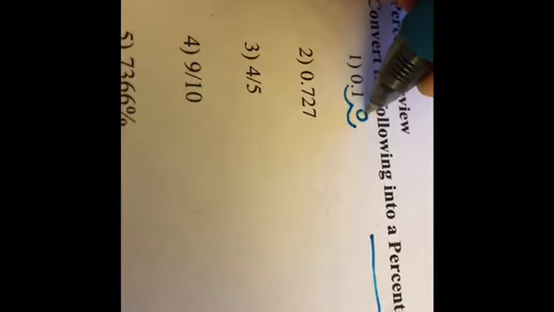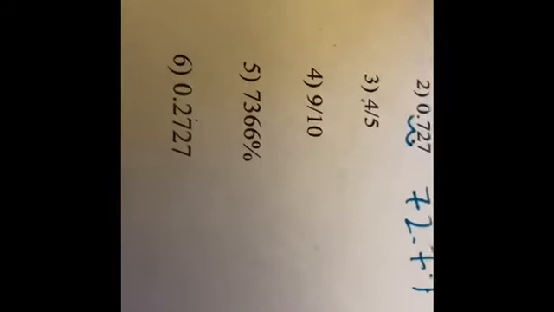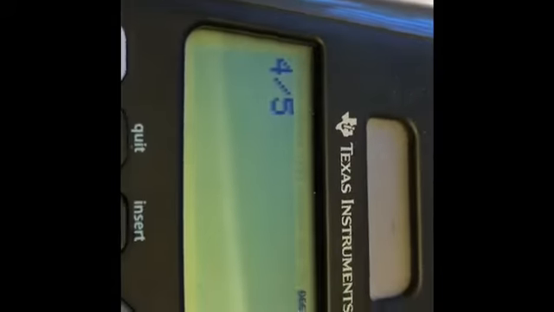So let's start off with this. There, and then I have to place an imaginary 0. So this equals 10%. Next one. This is 72.7%. And for this, we have to simplify this into a simple decimal. So we're going to take our calculator, and that equals 0.8. Another imaginary 0, and that equals 80%.